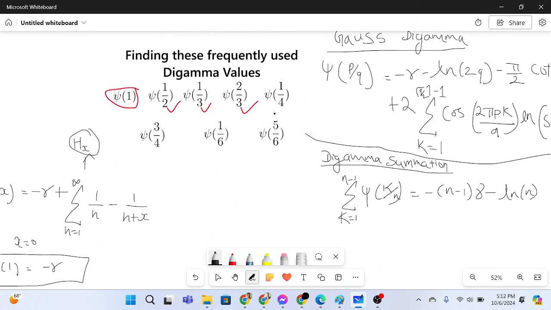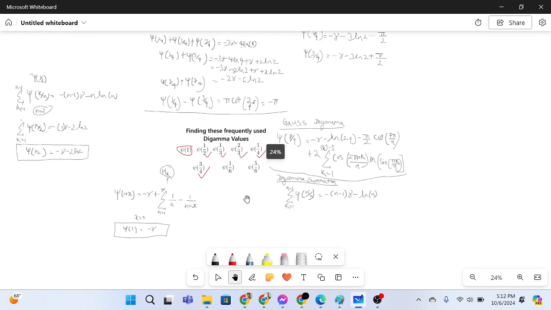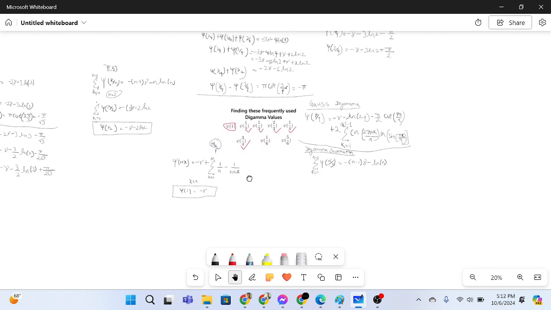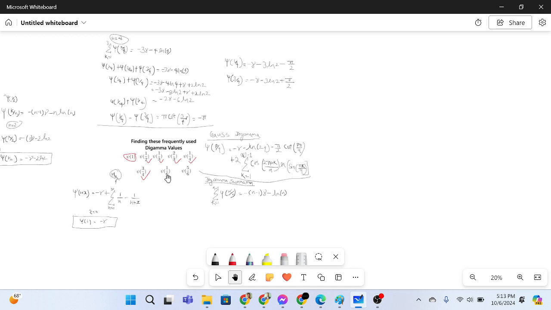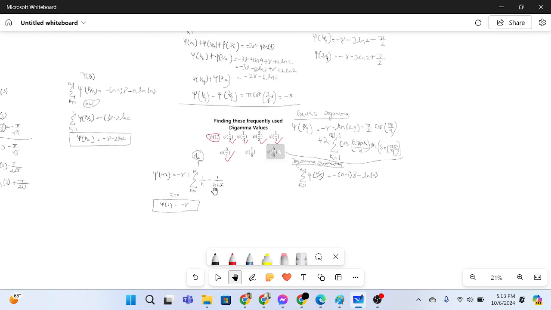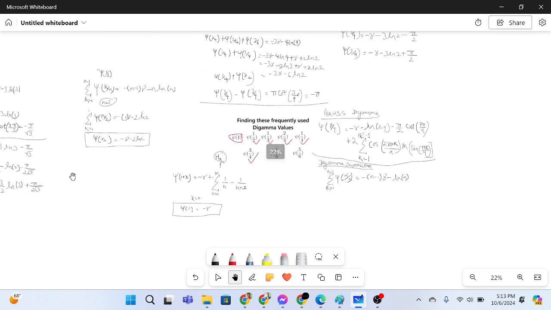Now we have two more to go. Digamma 1 by 6 and digamma 5 by 6. For that, let us first place these values in a single place so that it will be easier for us, because I know we are going to need these values now.